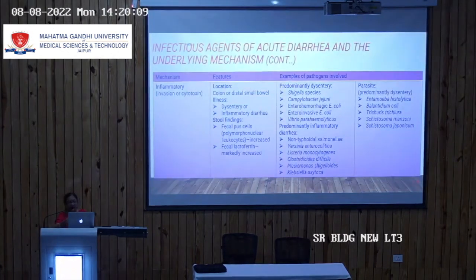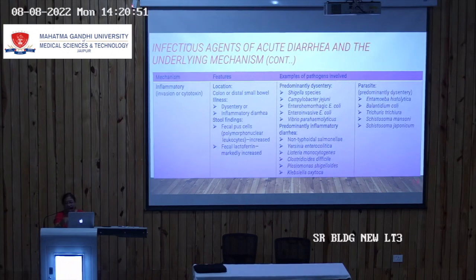Then the other mechanism of diarrhea is inflammatory, where there is invasion of the mucus with the parasite or the microorganism, or it may be because of the toxins produced by the bacteria, which can cause inflammation of the mucous membrane of the intestine and cause diarrhea. So the location is generally the colon and the distant part of the small intestine, the lower part of the small intestine and the colon. Here it can be dysentery also and inflammatory diarrhea.